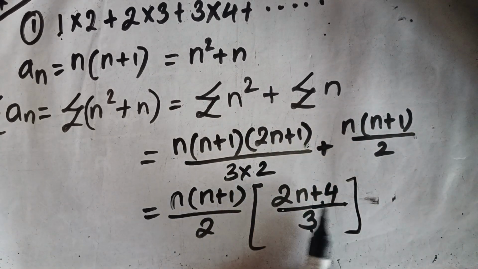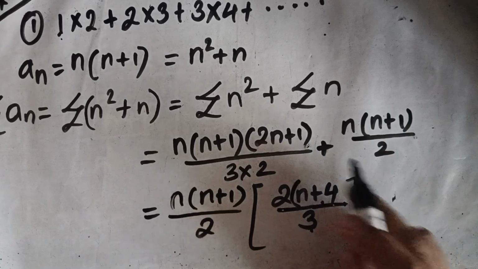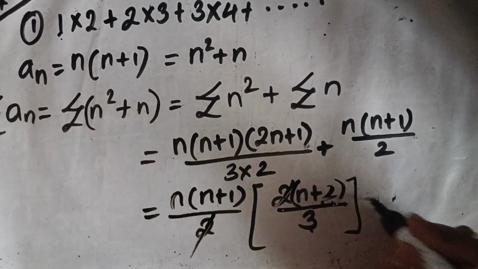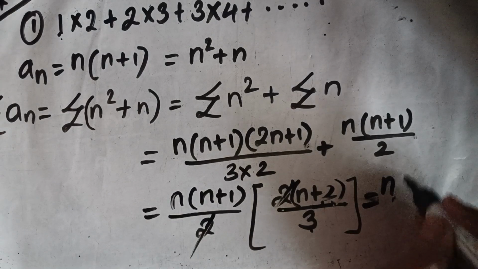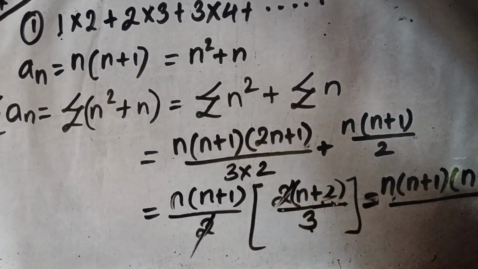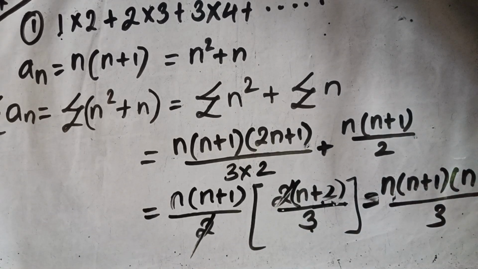You can take common 2, so 2 can cancel. So you'll get n into n plus 1 into n plus 2 upon 3.